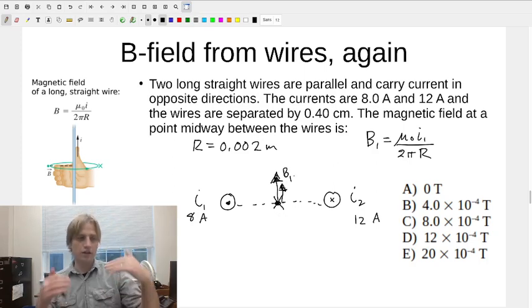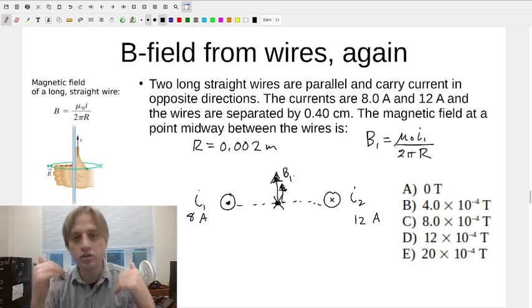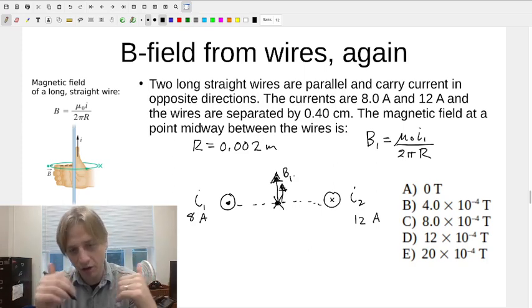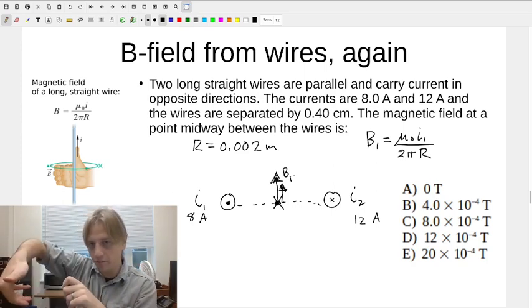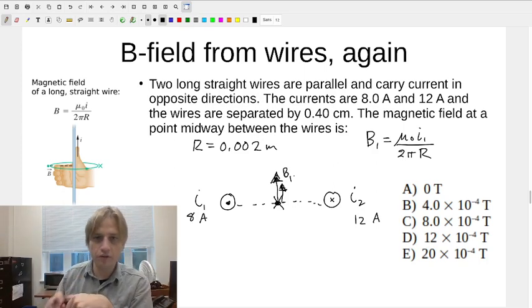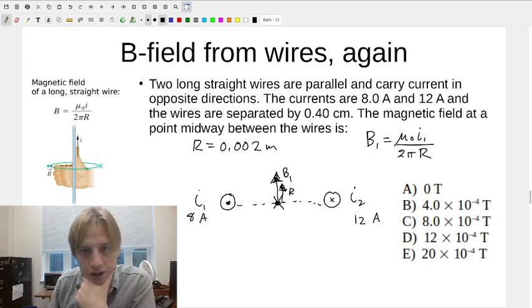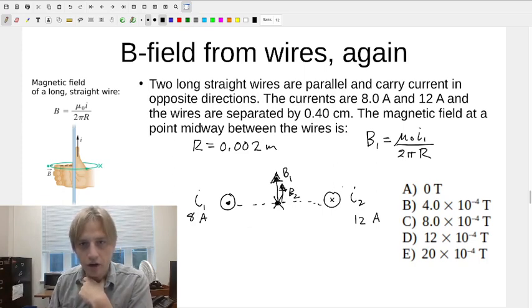So for instance, if I looked at the magnetic field between 2 wires with the same current, it turns out they cancel right in the middle. But here, my thumb goes in, my fingers curl around, and there I have my B2. And then if we look at the magnitude of these two together, it'd be mu naught times I2 over 2 pi. That same R, it's only the same because these two happen to be the same distance.